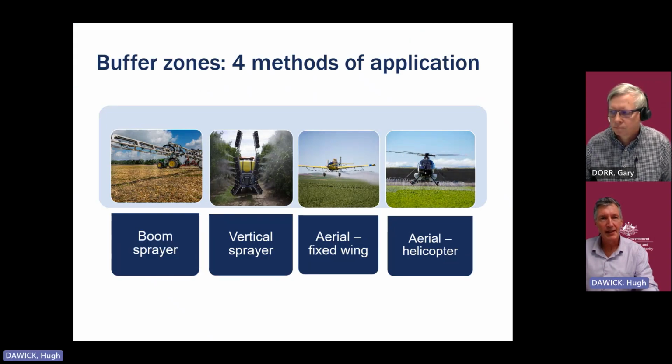So you'll be aware that there are 4 types of application method that are covered within our spray drift policy. And so we set buffer zones with regards to the use of boom sprayers, vertical sprayers, and aerial application either by fixed wing aircraft or helicopter.